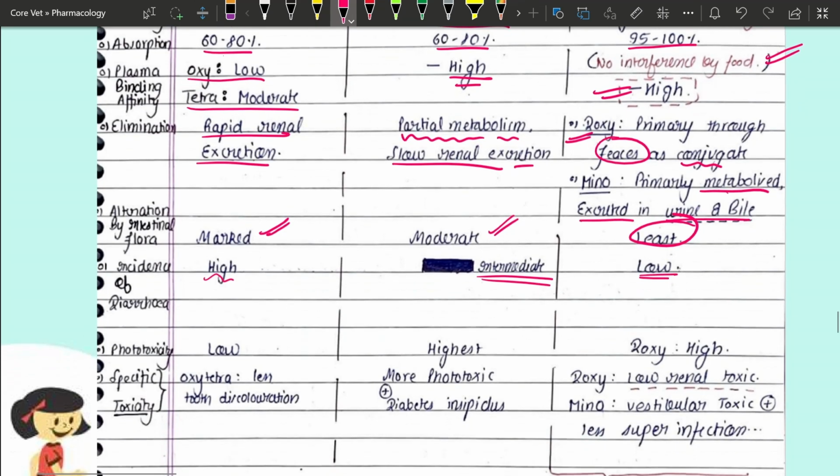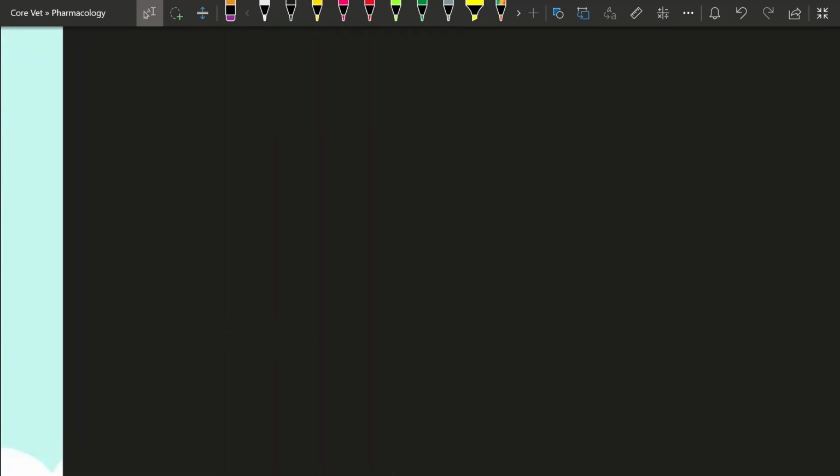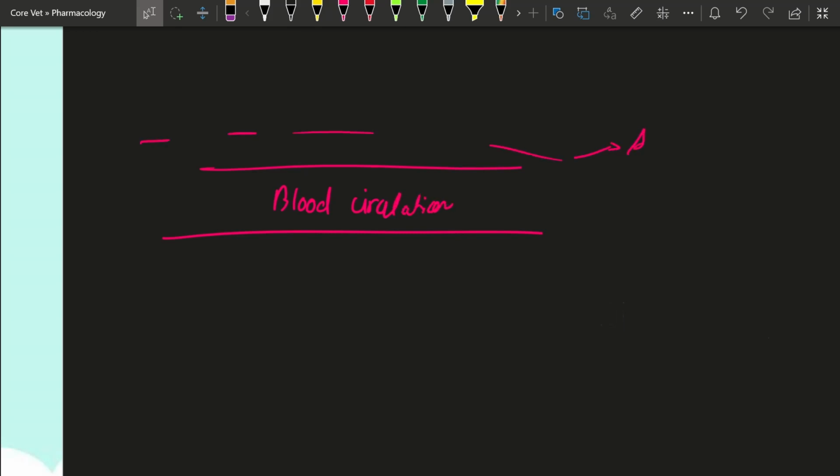Now moving towards phototoxicity, that's the point where the long acting subsides, because the lowest phototoxicity is seen in the case of the short acting, highest in the case of the intermediate acting, and doxycycline does show high phototoxicity. If you have studied phototoxicity in toxicology, let me tell you once again what phototoxicity is. See, if this is your blood circulation, which is close to your skin, right, which is close to your skin.